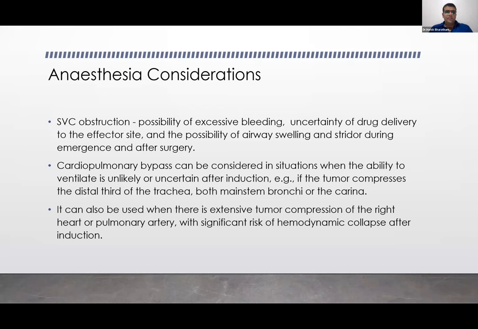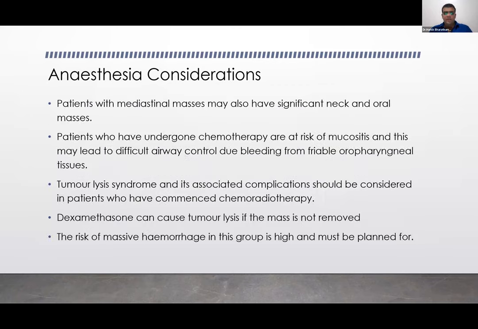Then certain other anesthesia considerations are because of SVC obstruction, there is possibility of excessive bleeding. Usually we put invasive lines, central venous lines, so there can be uncertainty of drug delivery and also possibility of airway swelling and stridor during emergence and after the surgery. Cases where the mass is at the carina or encasing the major vessels or around the heart, a cardiopulmonary bypass is considered. And it can also be used where the tumor is compressing the right heart pulmonary artery.